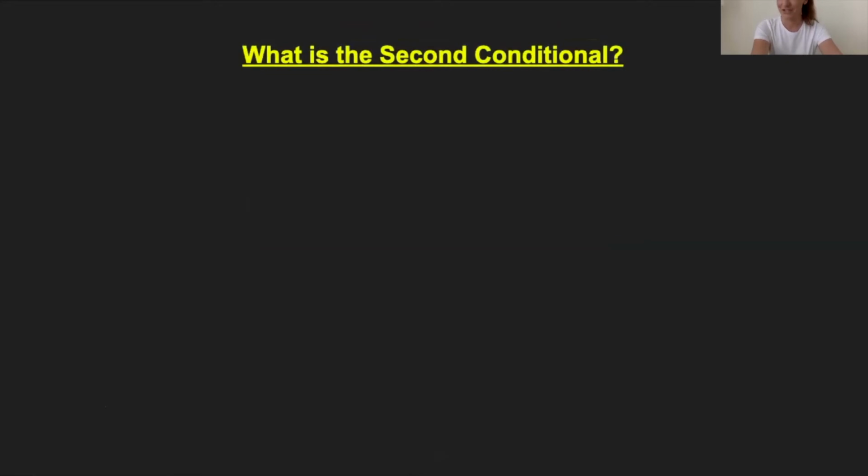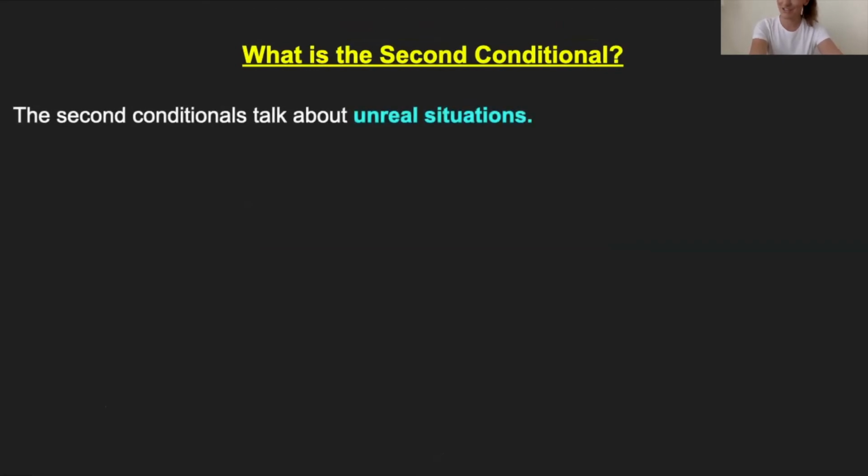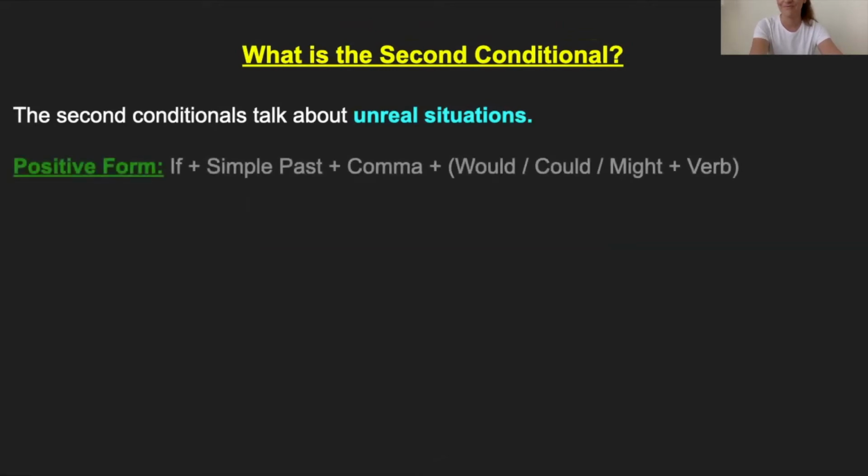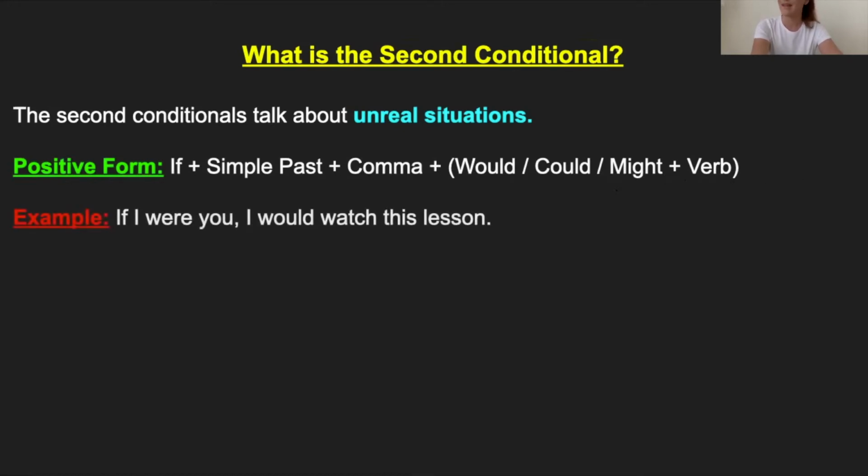So what is the second conditional? Can you think of your own example? And can you think of how we form it? Excellent. So the second conditionals talk about unreal situations. So to write it in the positive is if plus a simple past plus a comma plus would, could, might, and the verb. An example. If I were you, comma, I would watch this lesson.